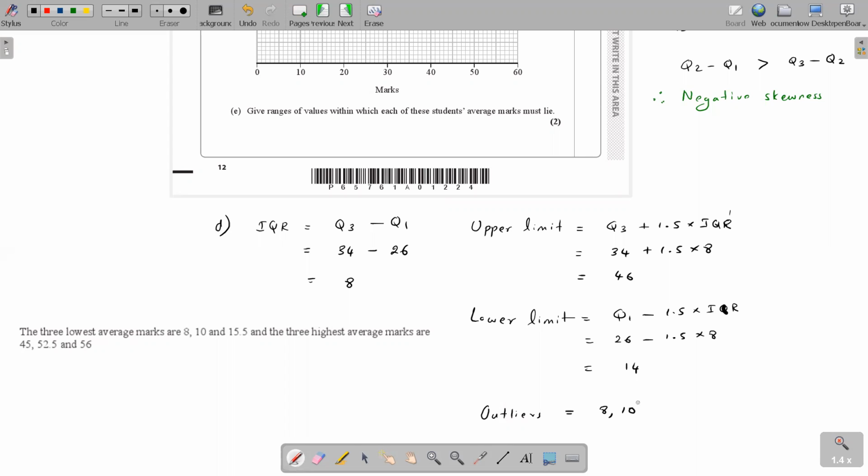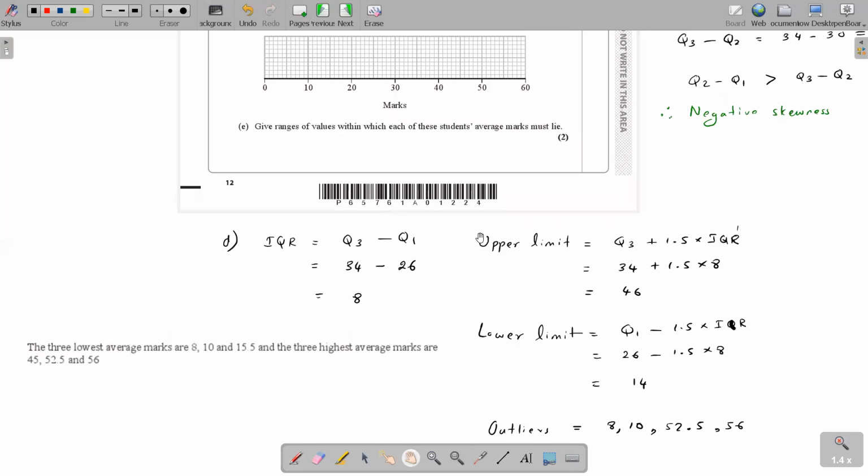Can you see it has changed? Previously we only had 8. Now we have both 8 and 10. Okay. And what about the upper limit? The upper limit is 46. So who is bigger than 46? 52.5 and 56. Okay. So 50 escaped. So 52.5 and 56. Are you okay with it?